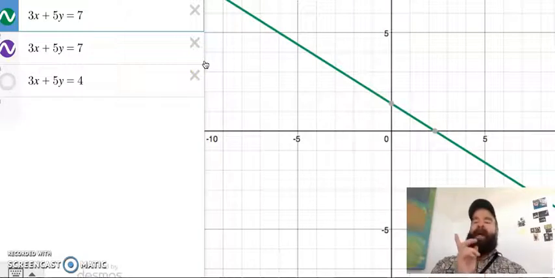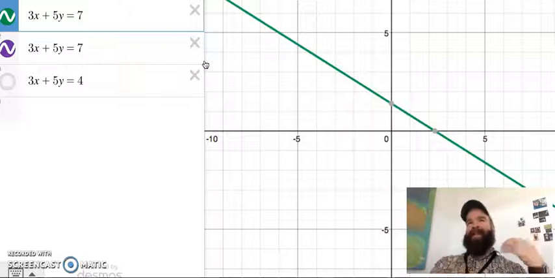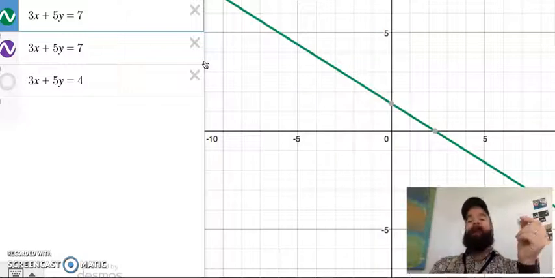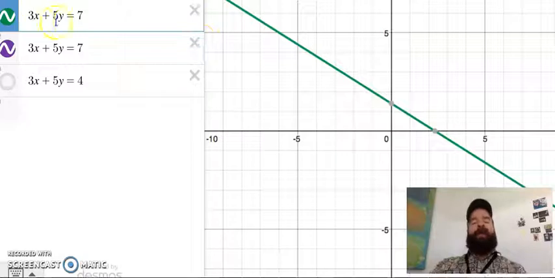Now, I bring that up because when it's graphing, it's easy to see what's going on. When you're doing substitution or elimination, though, it's important to understand what will happen if you have an inconsistent system or a consistent and dependent system. So I'd like you to look at these two equations.